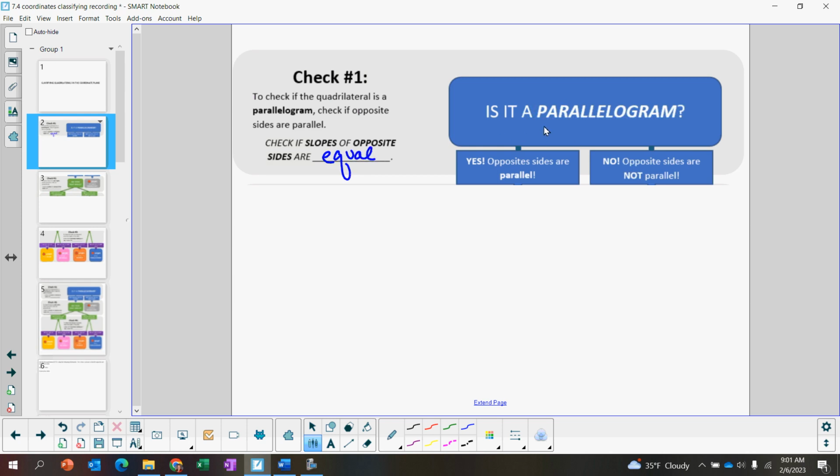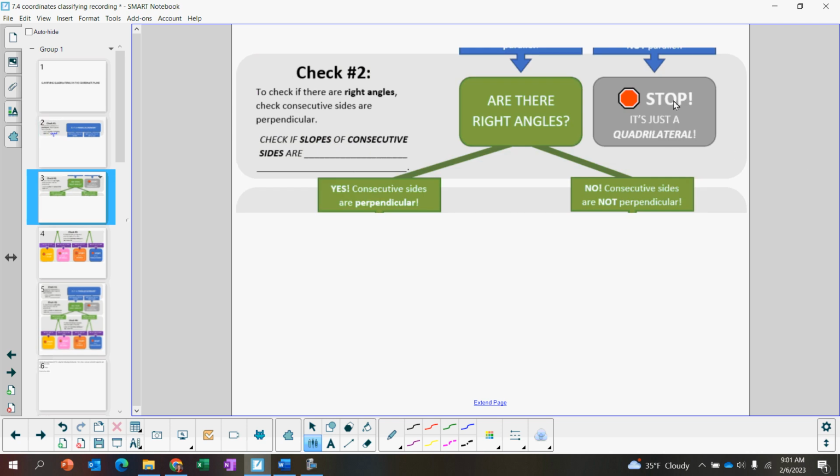So our first check, is it a parallelogram? Yes, the opposite sides are parallel. We will move on. No, the opposite sides are not parallel. That actually brings us to, it's just a quadrilateral. And I'm actually going to amend this. It could either be a trapezoid or a kite.